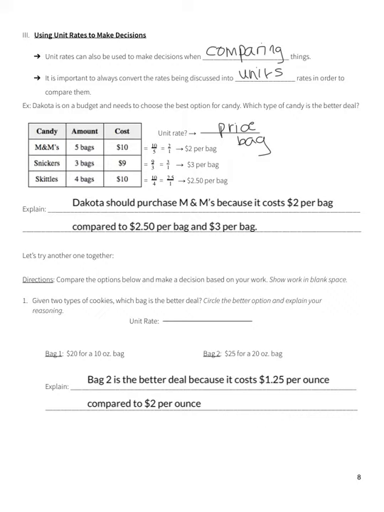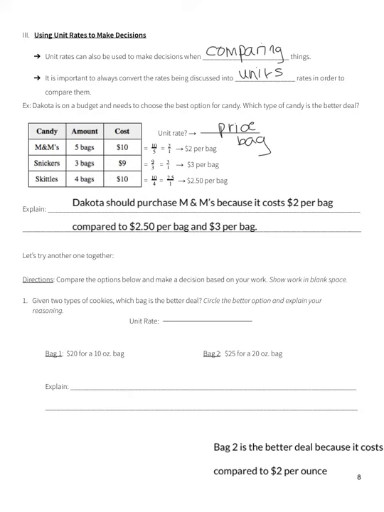We are going to look at some cookies. So given 2 types of cookies, which bag is a better deal? We're going to circle the better option and explain it. So I have this over here. We'll just put it there. All right. So we are trying to figure out, let's look at it, which bag is a better deal. So we have 2 types of cookies, better deal, so that's money, and we have our bag. All right, so we want to figure out which is the better deal, which we know is money.